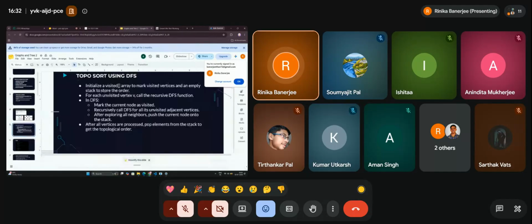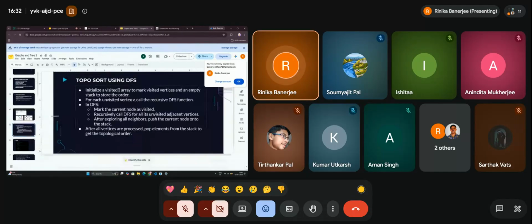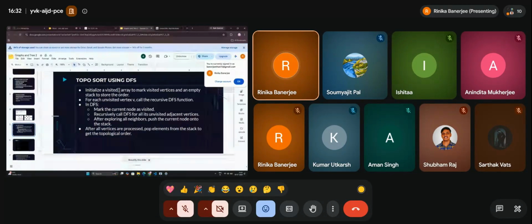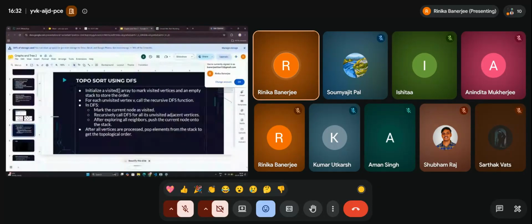Now, how to write the code for topo sort, or how to solve it, how to write a topo sort for a graph. So we have two methods, one using DFS and one using BFS. I hope you have learned about DFS and BFS in your previous classes. So what is the algorithm of writing topo sort using DFS? That is, we need to initialize a visited array to mark visited vertices, and then we have to call DFS for each of the nodes and mark the current node as visited, and then recursively call DFS.